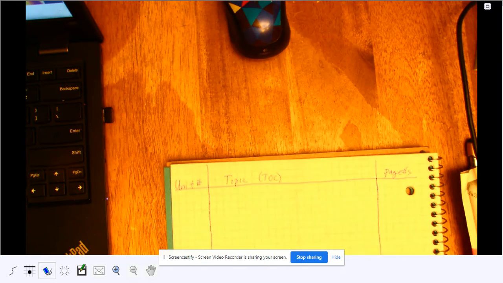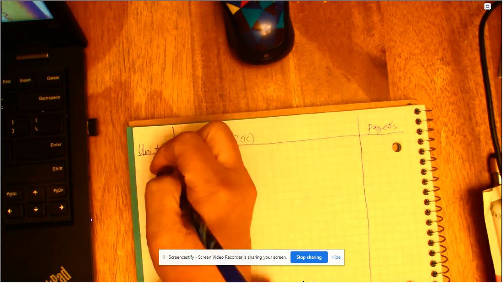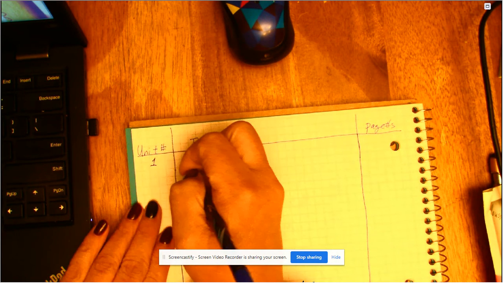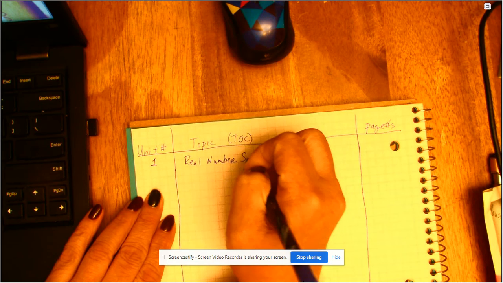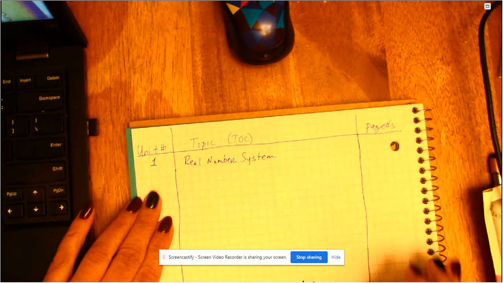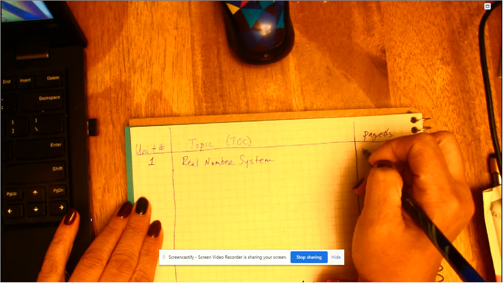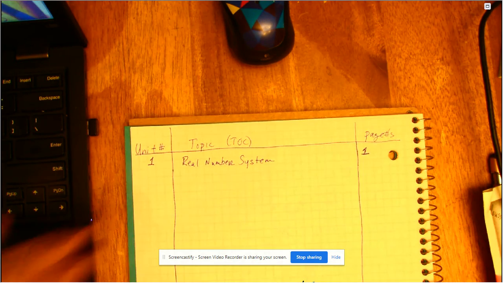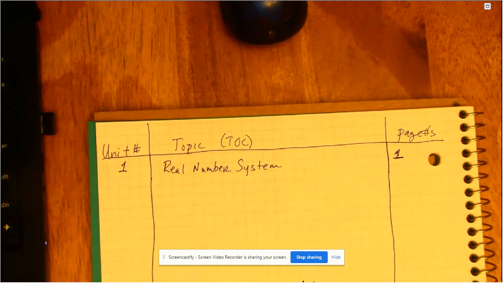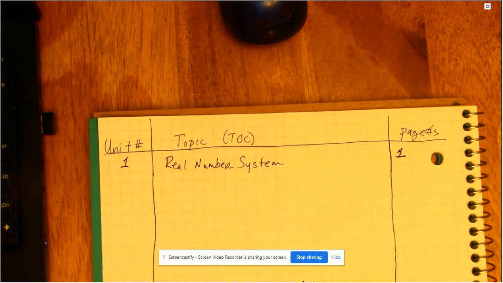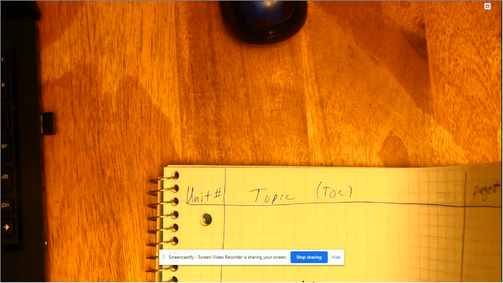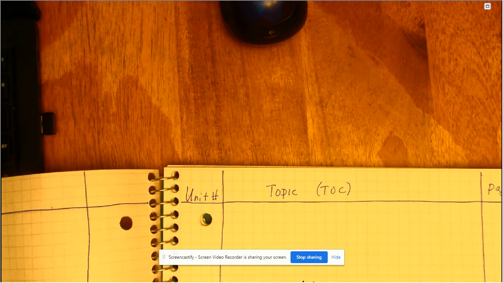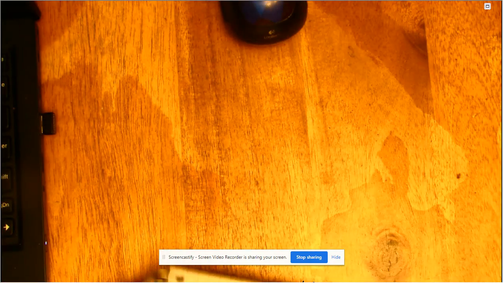Move that off to the side. So we're in Unit 1. We're talking about the real number system. And that is going to be on page 1. I'm going to zoom in just a little bit here for you. So real number system, page 1. You want to go to page 1. Remember we had 3 more table of content pages after that. And we're going to mark this page number 1.